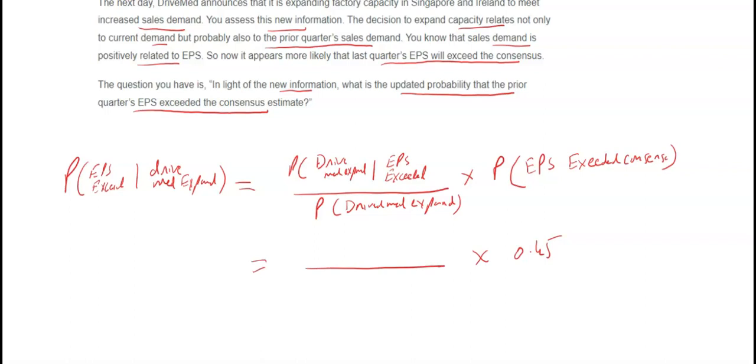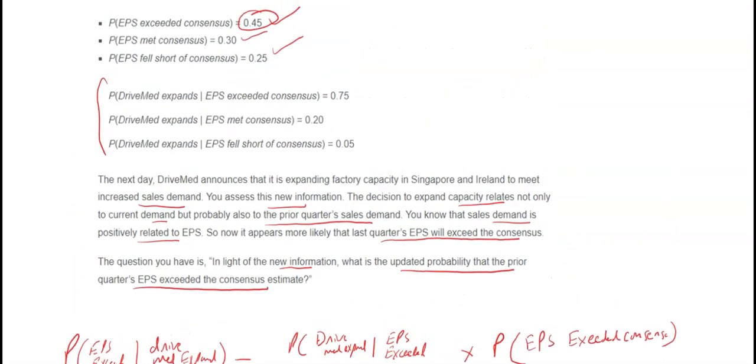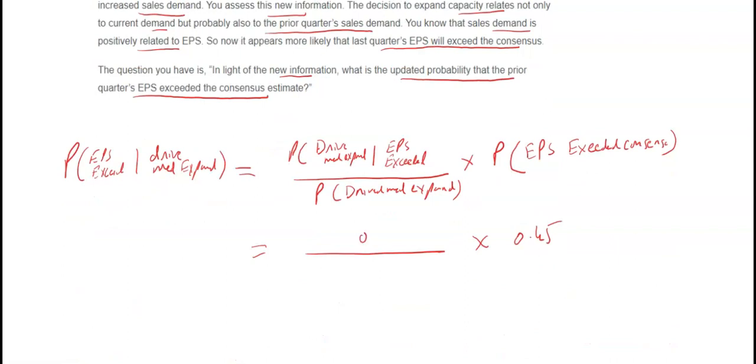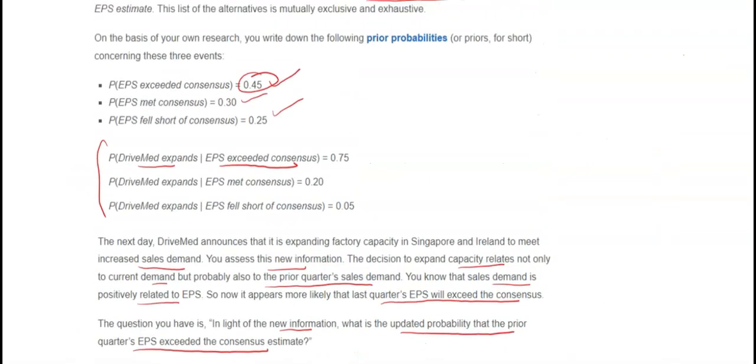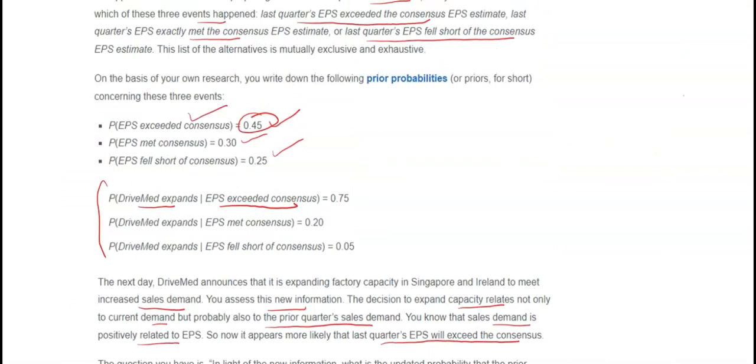Okay, now if the EPS exceeded, what is the probability of Drive Med expand? That is 75%. Now we want the total probability of the Drive Med expand. The probabilities of EPS exceeded, EPS met consensus, and EPS fell short are given. If EPS exceeded, the probability of Drive Med expand is given. If EPS met consensus, it is given. If EPS fell short of consensus, it is given. So we want to calculate the probability of Drive Med expand.